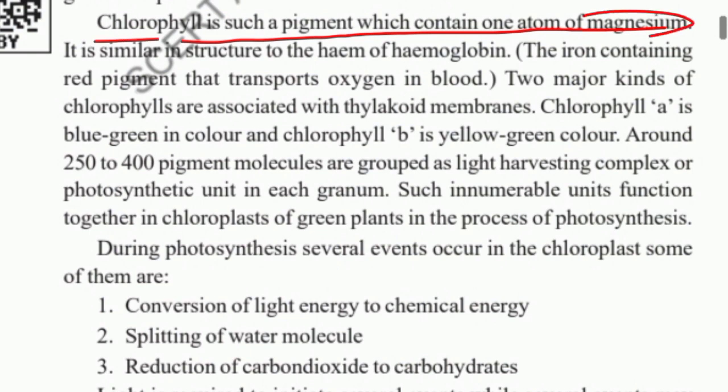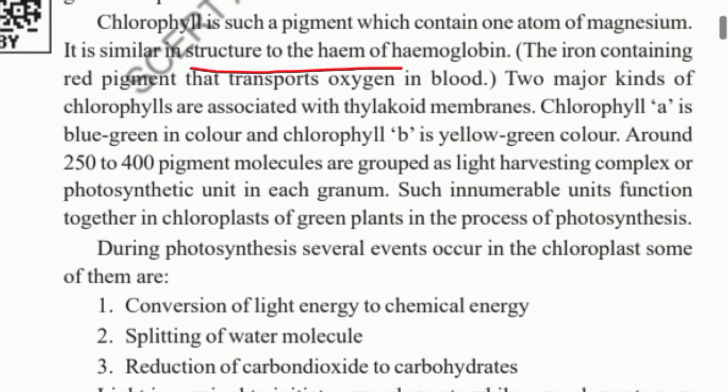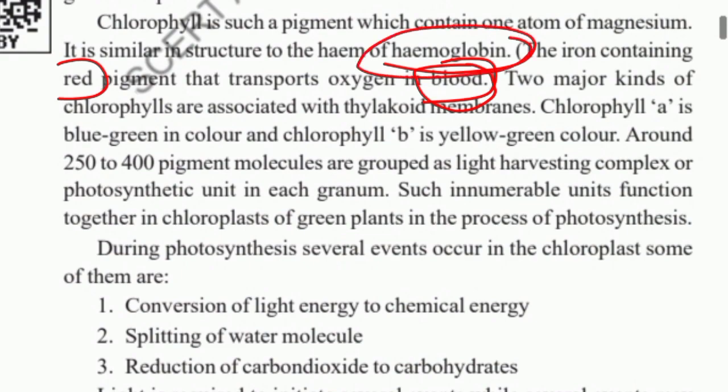Similarly, chlorophyll also has magnesium, and it is similar in structure to the heme of hemoglobin. Now, hemoglobin is an iron-containing red pigment that transports oxygen in the blood. You know the color of blood is red. So why is the color of the blood red? It is due to the presence of hemoglobin.